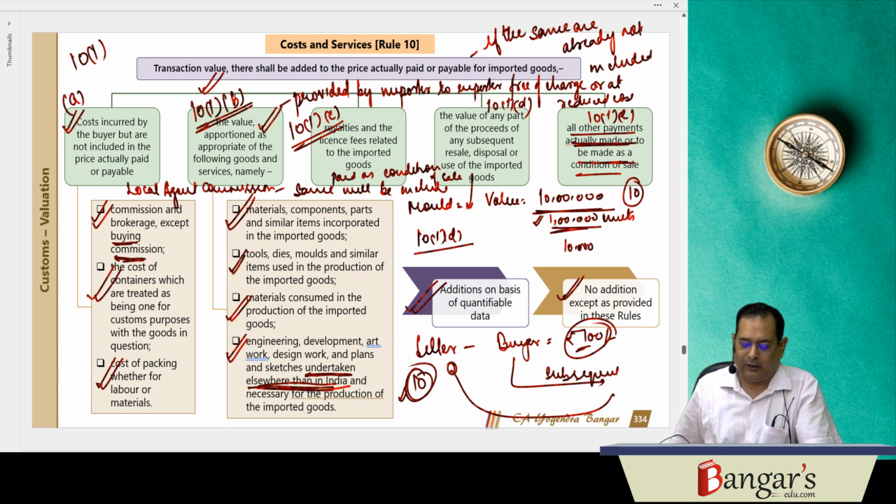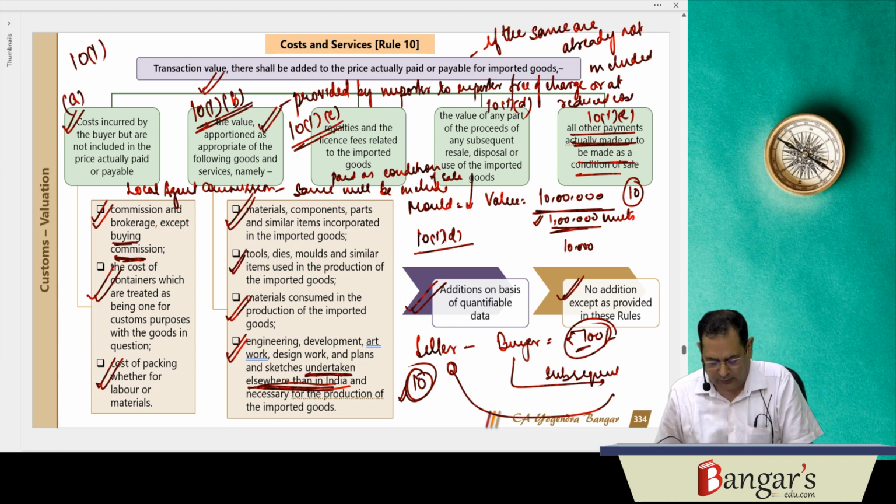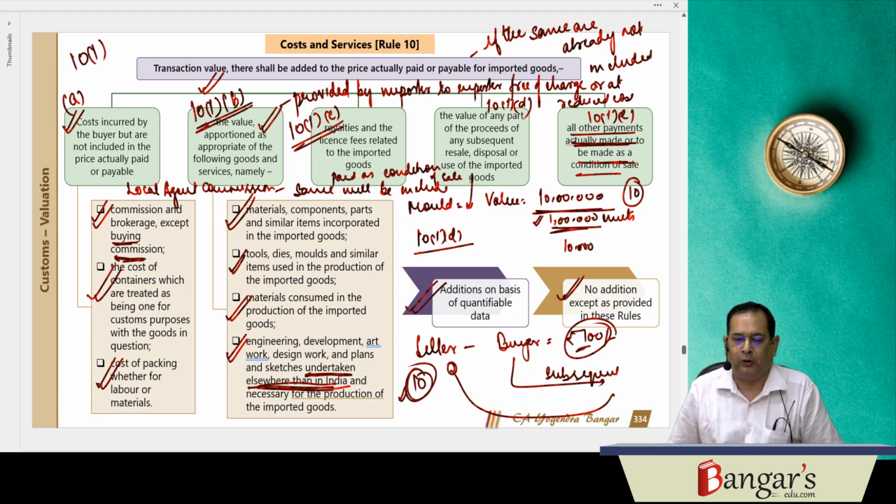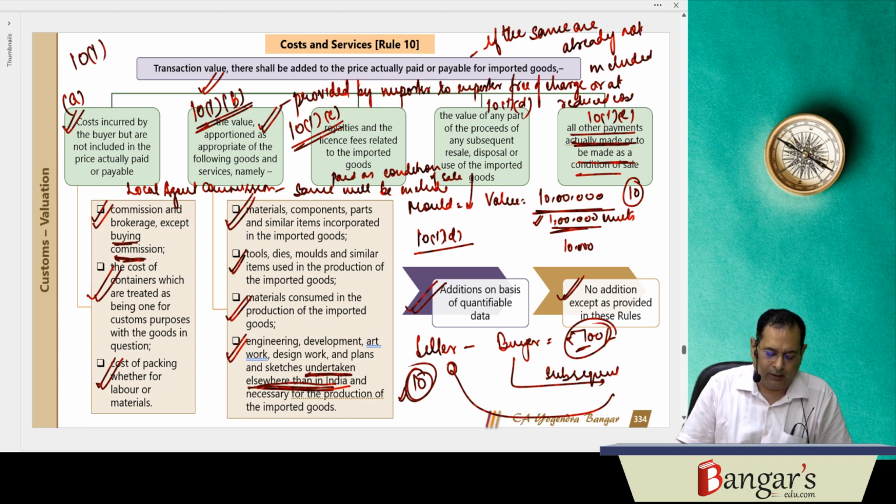These are 10(1)(a), 10(1)(b), 10(1)(c), 10(1)(d) and 10(1)(e). Other than that, additions will not be made. So basically, royalty and payment for process of importation, the same will be made even if the goods are subjected to the said process after importation.